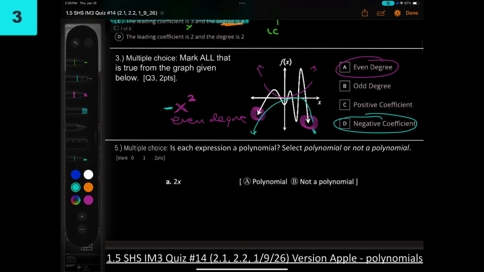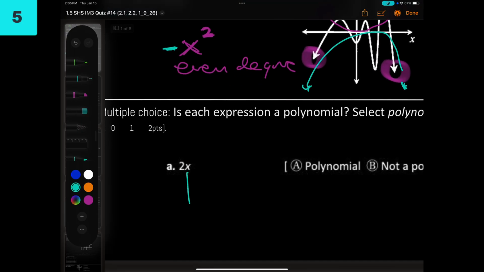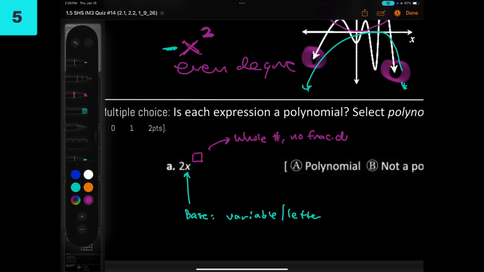Okay, question number 5, is the expression a polynomial? Select polynomial or not a polynomial. Okay, so you have the base is a variable or easily a letter. So that matches. And then up here, which we don't have anything, which is just a 1, this should be a whole number, so no fractions or decimals, no negatives. And that matches, so this is a polynomial.